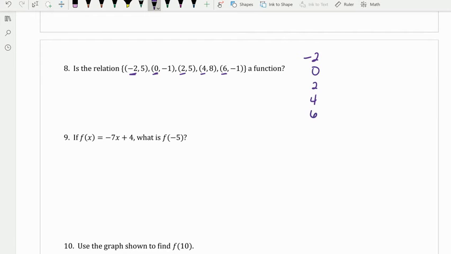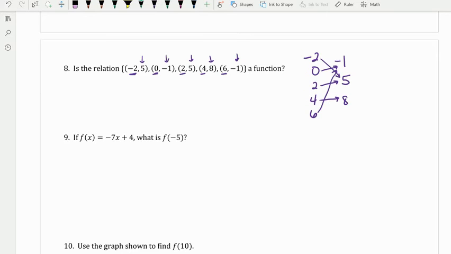Our outputs, let's see, we've got -1, that's on there twice. We've got 5 on here twice. And we have 8, right? If I draw my mapping, -2 goes to 5, 0 goes to -1, +2 also goes to 5, 4 goes to 8, and 6 goes to -1. Now notice each input only has one arrow coming from it. So each input only has one output.